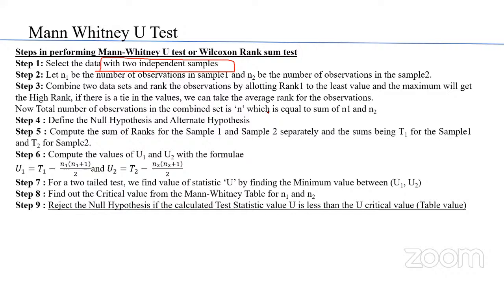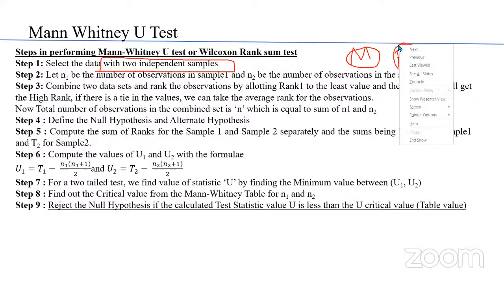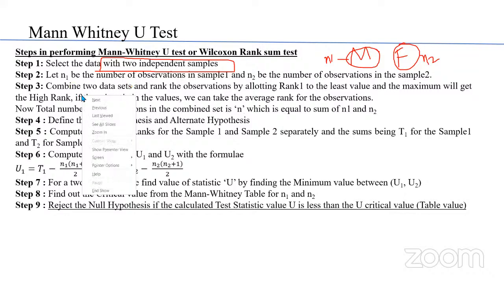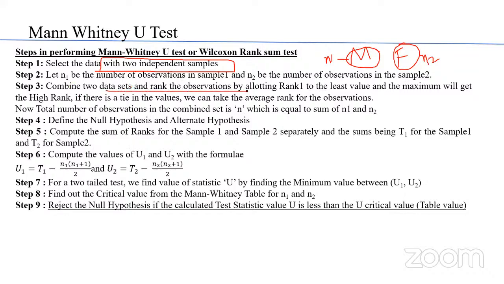Fine. Yeah, right. As initially told, two genders, male and female: a male cannot impact a female and a female cannot impact a male, so this is a separate group and this is a separate group. If you are dealing with two separate groups like that, then we call them two independent samples. In this case, let n1 be the number of samples of the first category and n2 the number of samples of the second category, male and female. We have to identify that, combine the two data sets, and rank them by allotting rank 1 to the least value, and the maximum will get the highest rank.